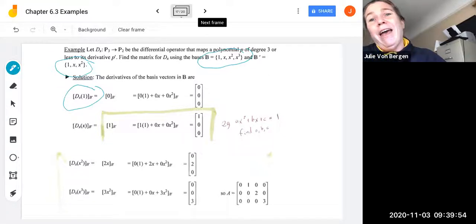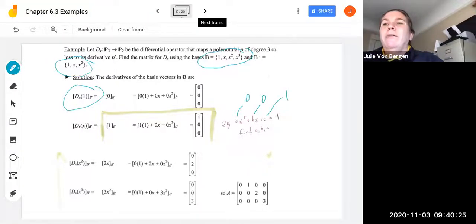And the derivative of x with respect to B prime, we expect to get a 1 out. And that's just what you see here. It's 1 applied to B prime, so it's 1 times 1 plus 0x plus 0x squared. So we get 1, 0, 0. And then I said here, for example, you can think about a quadratic ax squared plus bx plus c equals 1. Well, what are the coefficients going to be? a is going to be 0, b is going to be 0, and c is going to be 1.